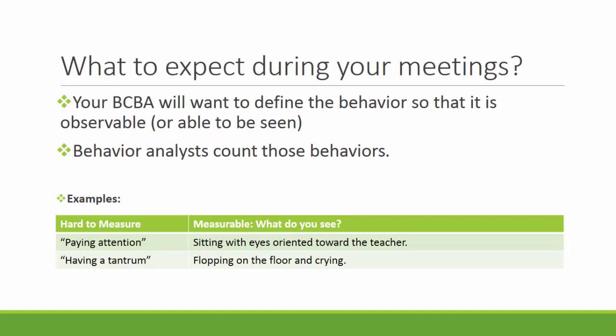So what should you expect from your meetings? During your first meeting, your BCBA will want to identify one of the behaviors and define it so that it is observable or able to be seen and measurable. Here are 2 examples of defining behaviors in observable and measurable terms. For example, instead of saying paying attention, you might define the behavior as sitting with eyes oriented towards the teacher. This allows the behavior analyst to count the exact behavior. Similarly, having a tantrum might be defined as flopping on the floor and crying.